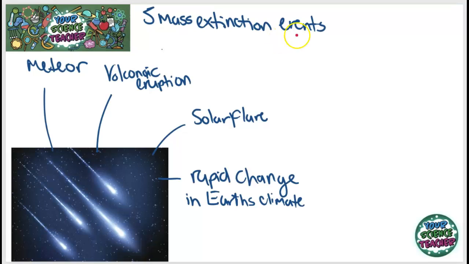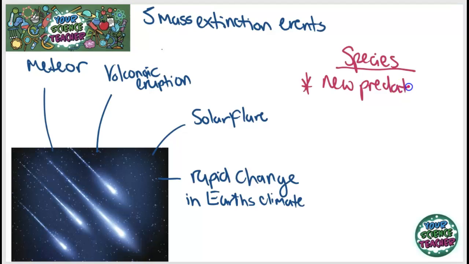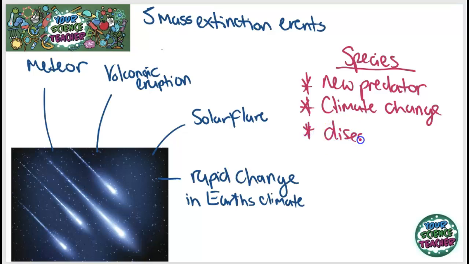We do also see some species go extinct during separate times in history, which isn't a mass extinction event. These can just occur when there is a new predator around that outcompetes it, or it can happen through the climate changing, and therefore they're no longer adapted suitably for their environment, or they can be wiped out by a certain disease. But species extinction and mass extinction events are completely separate issues.